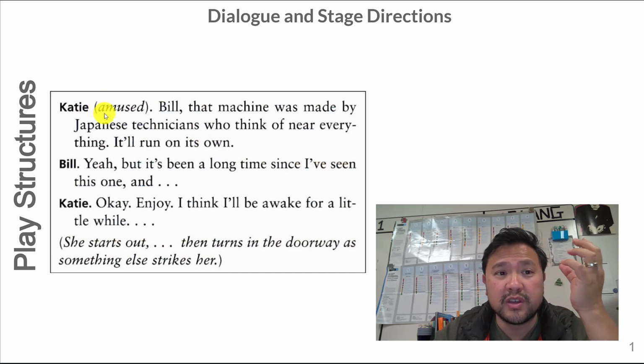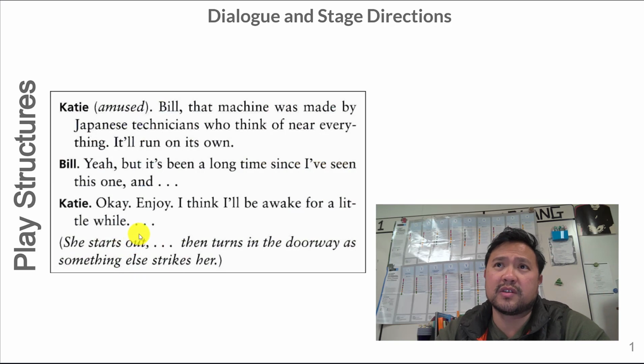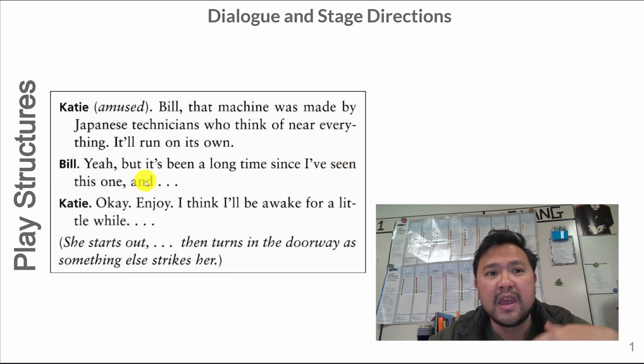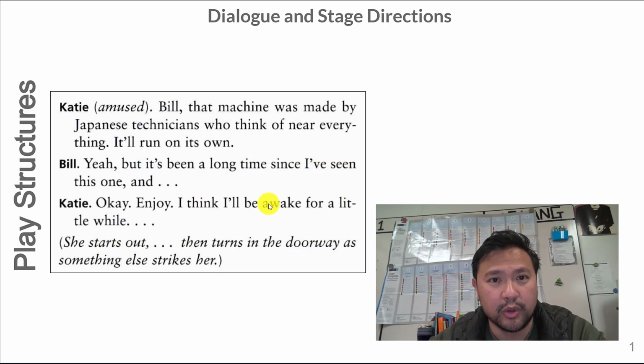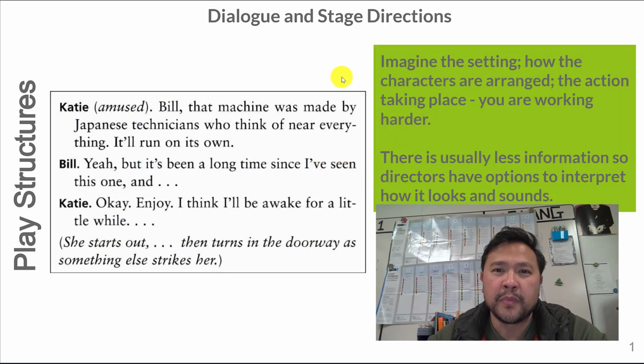Right? Now, usually in parentheses or brackets, depending on the formatting, those are stage directions. That's usually put in by the playwright, the person who writes the play. And that's for the director to get a better feel for what they had envisioned when they were writing the play. Now, plays are a little bit more difficult in some ways, right?